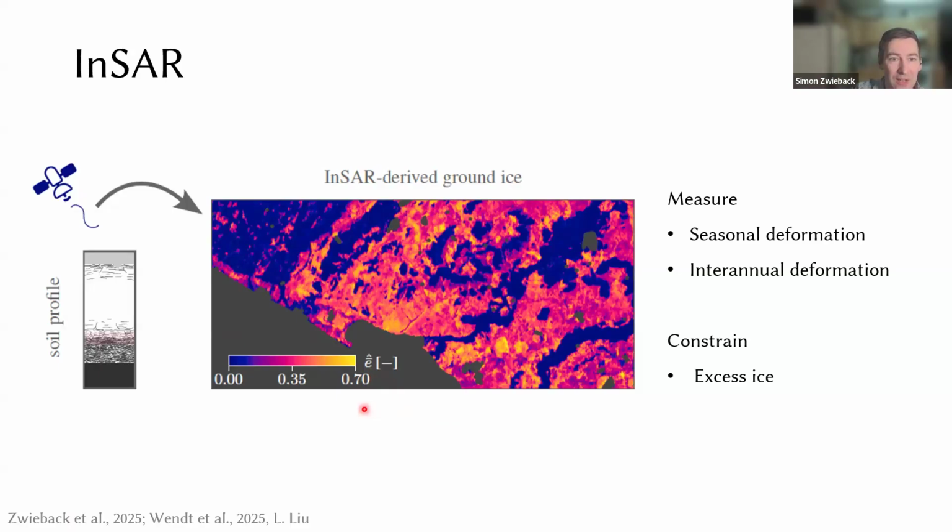And with that, we can create regional maps of ground ice, such as the one you can see here, one that we will return to later, and where you can see that certain areas are mapped to have very low ground ice, those appear in blue.